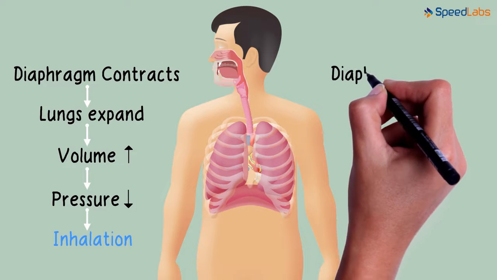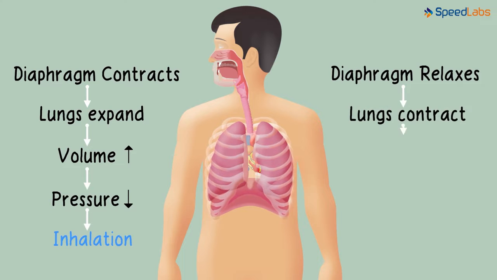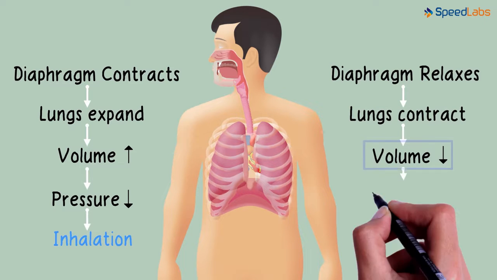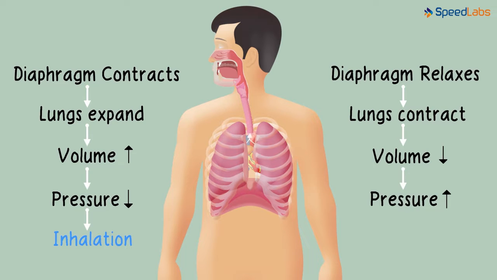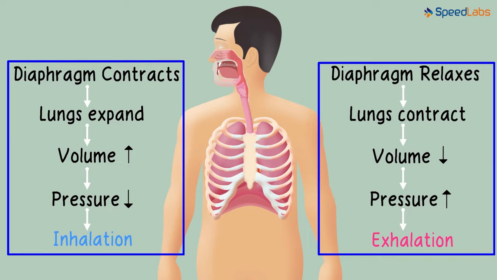And when the diaphragm goes back to its arched or dome-shaped position, the lungs contract and the volume decreases. And as the volume decreases, the pressure increases and the air is pushed out of the lungs. High pressure to low pressure, and that's exhalation. That's how the process of inhalation and exhalation occurs.